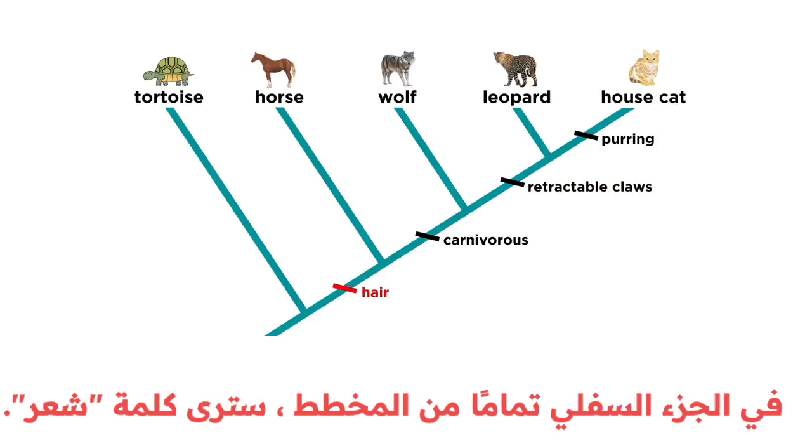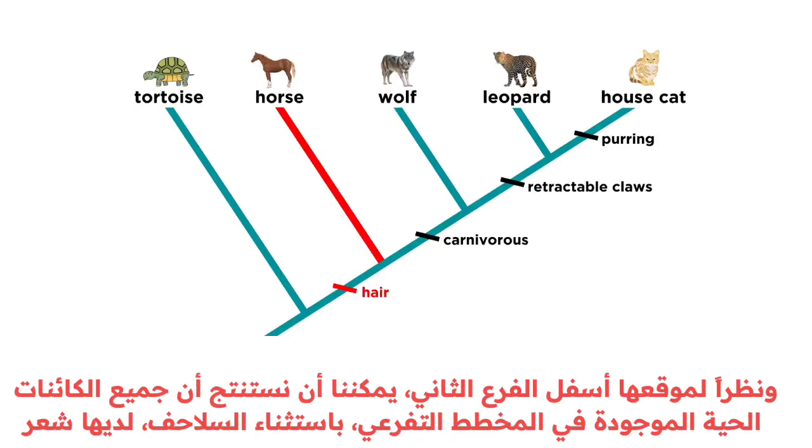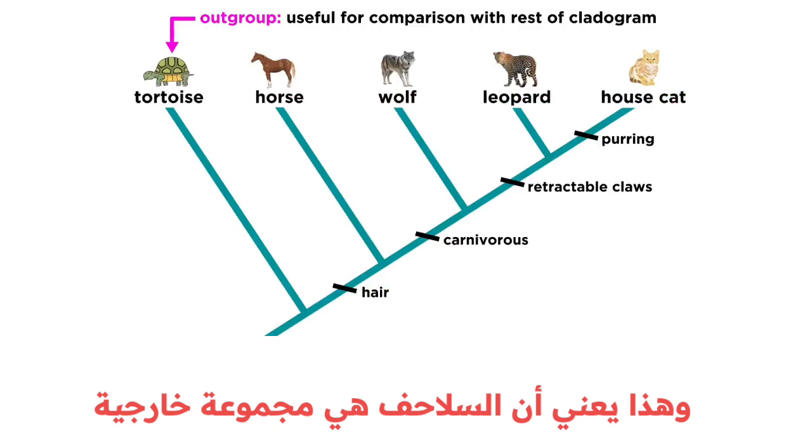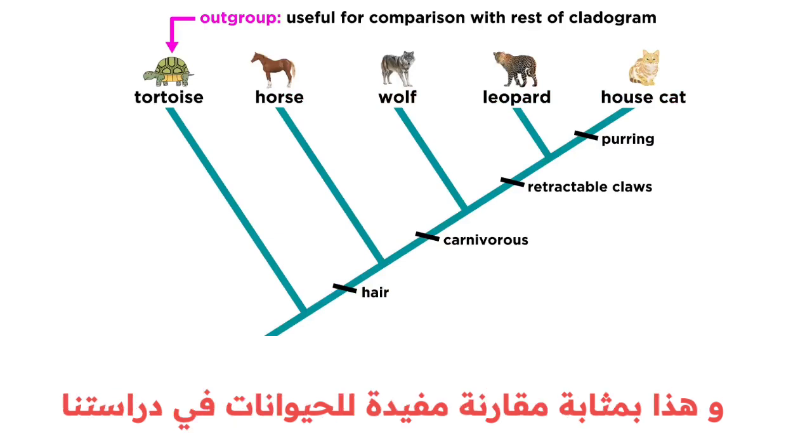At the very bottom of the cladogram, you'll see the word hair. Given its position below this second branch, we can conclude that all the organisms on the cladogram, except for tortoises, have hair. This means that the tortoises are an outgroup. They serve as a useful comparison for the animals in our study.